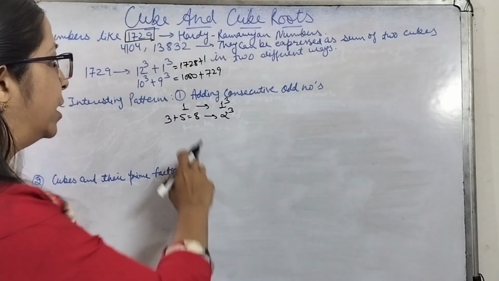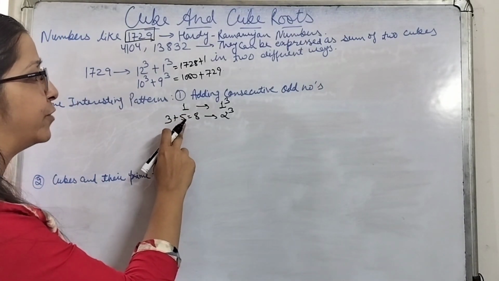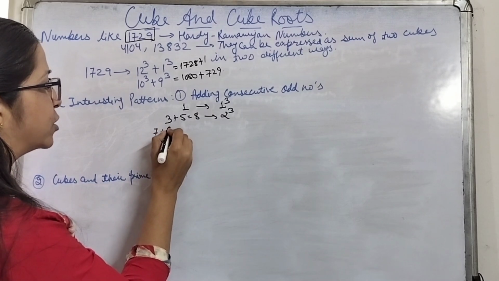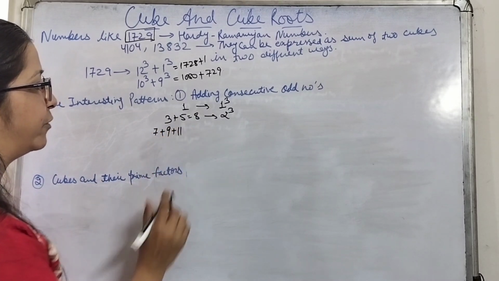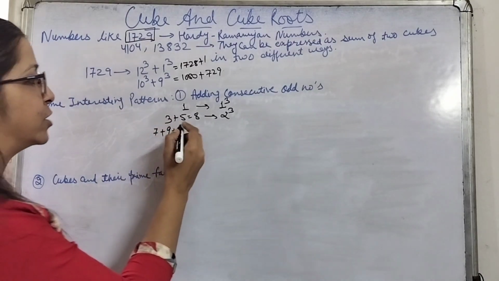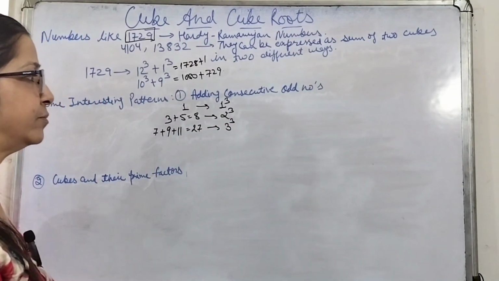Just now we have seen that 8 is the cube of 2. Now the next odd number after 5, what is the next odd number? It is 7. Then the next odd number is 9, then the next odd number is 11. If we add these three, 11 plus 9 is 20, 20 plus 7 is 27. It is the cube of 3.